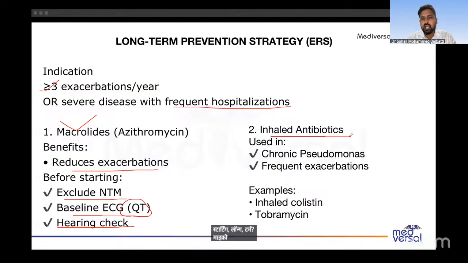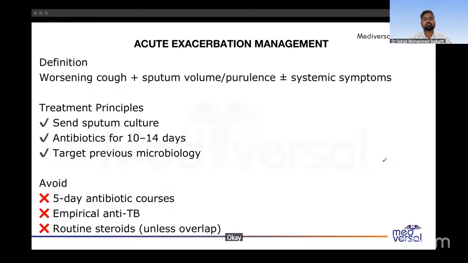And we have inhaled antibiotics. For example, inhaled colistin or tobramycin can be used, especially in patients who are having chronic Pseudomonas or frequent exacerbations. So we can give inhaled antibiotic for 15 days or 1 month or 2 months, for a period of time. Okay. So coming to acute exacerbation management, the definition of acute exacerbation is, again, worsening of cough and sputum showing increased volume or purulence, and there are systemic symptoms.